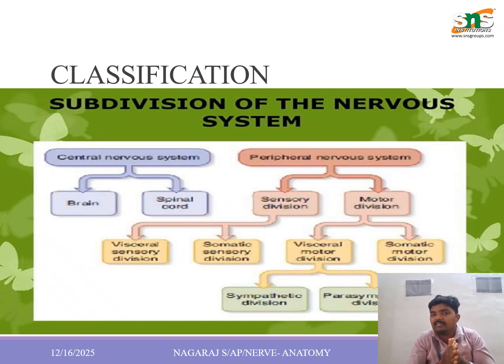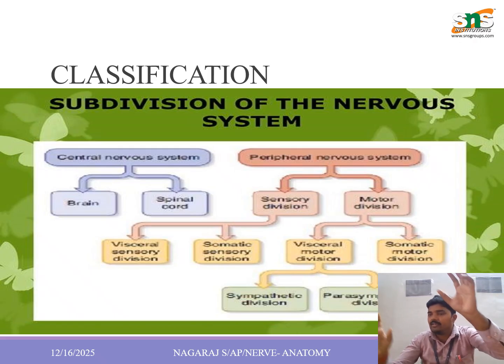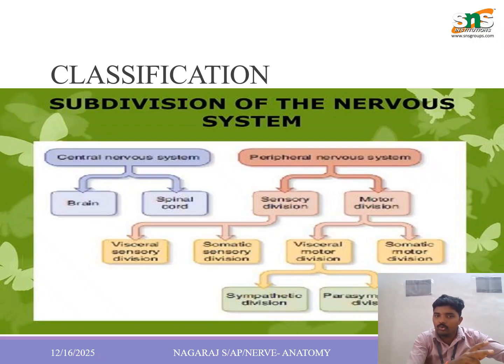Then the classification, the subdivisions of the nervous system. First is the central nervous system, which is divided into the brain and spinal cord, with interconnection between the brain and spinal cord. Then the peripheral nervous system has a sensory division and a motor division. The sensory division is divided into the visceral sensory division and the somatic sensory division. The motor division is divided into the visceral motor division and the somatic motor division.